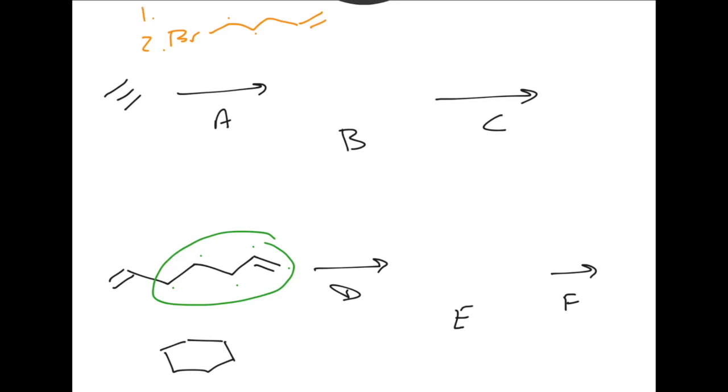Pick a base. Well, I know the answer, but I want to see if you do. LDA works. I want to just draw it the same way as the product. How can I turn my alkyne into an alkene? Wait, I might have too many carbons in my ring. Oops.